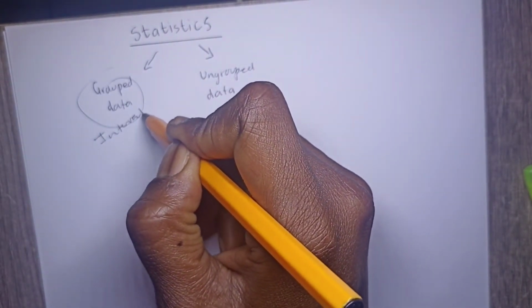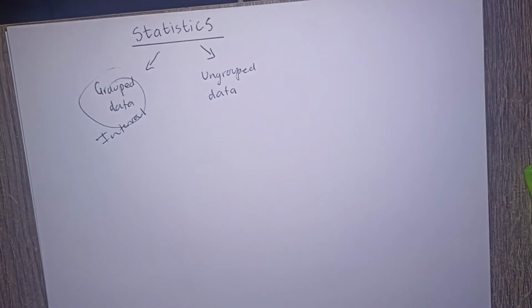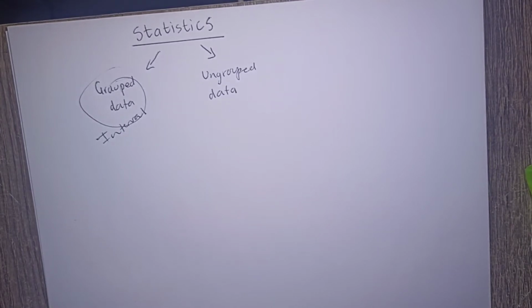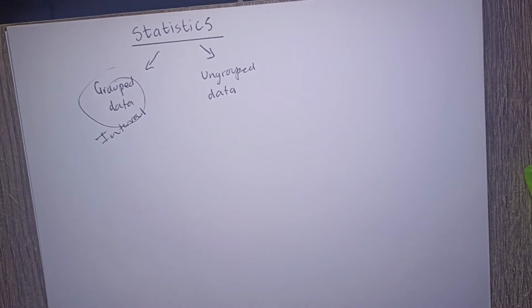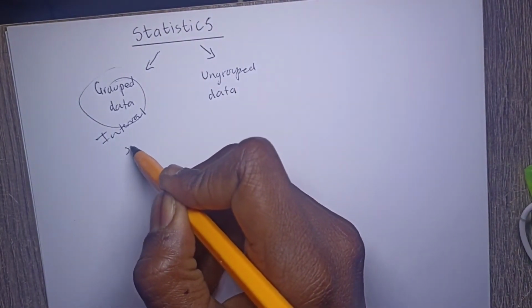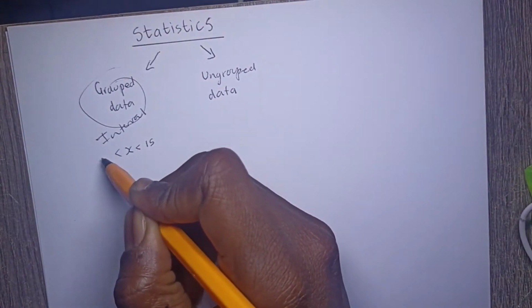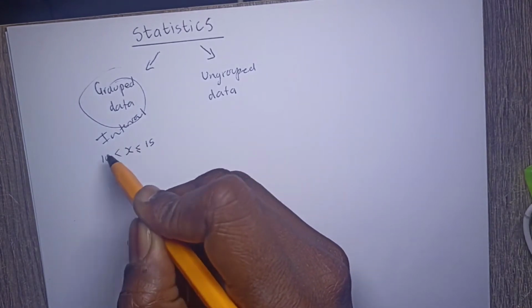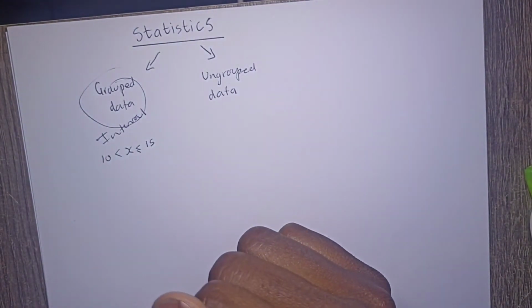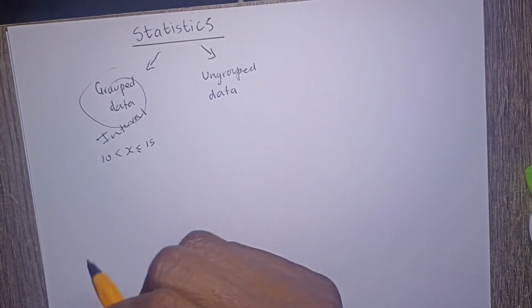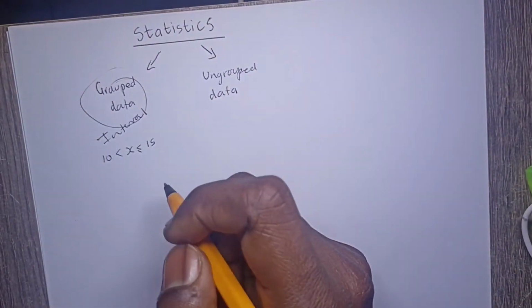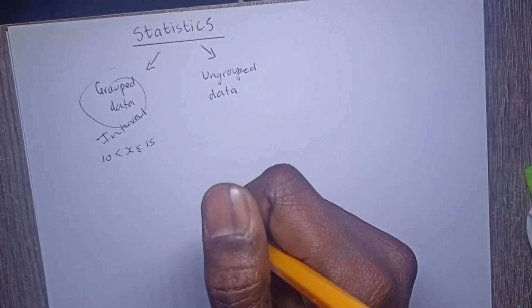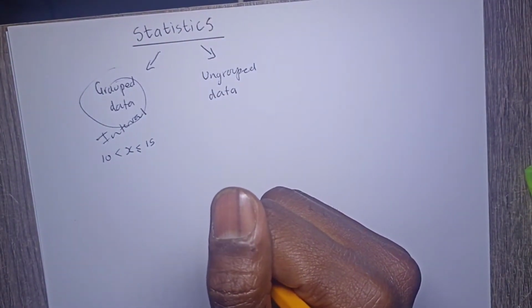So when they tell you, for instance, that they're grouping a certain group of people according to age or according to height or maybe the marks, whatever, they put it in an interval. Mostly it's in a table form. They tell you that maybe they're measuring something like this. So this is grouped data. They're grouping certain people according to a certain type of selection.